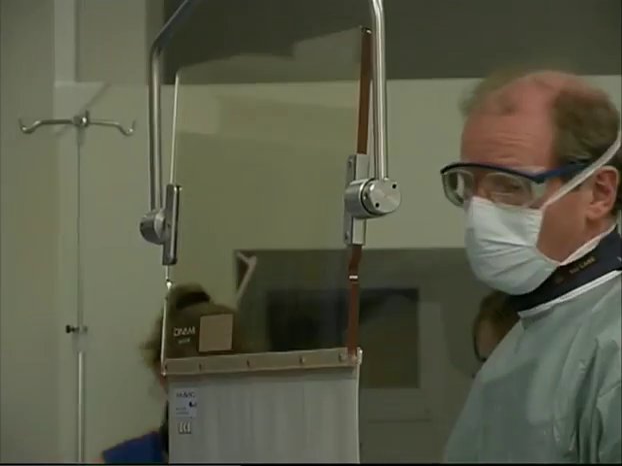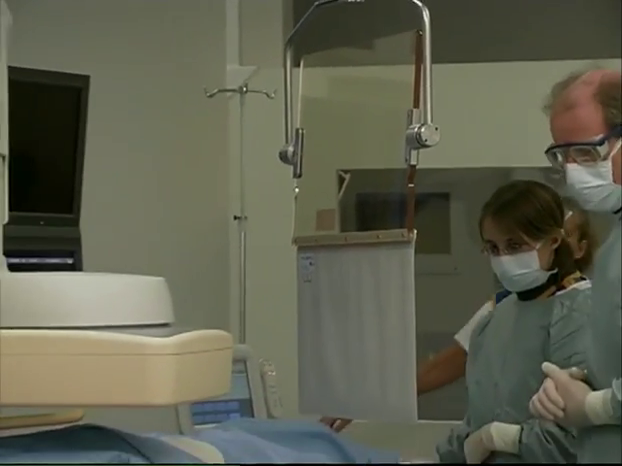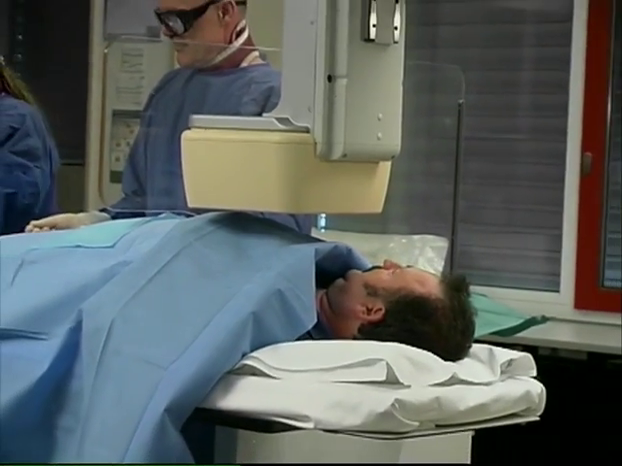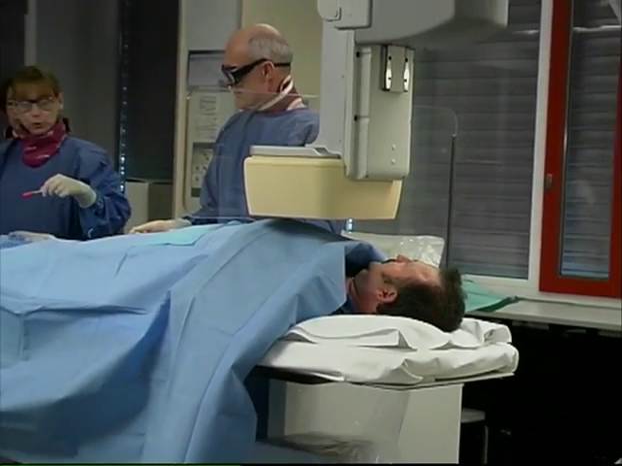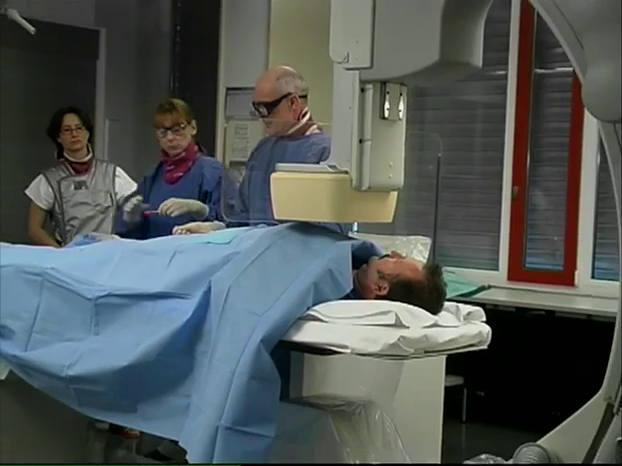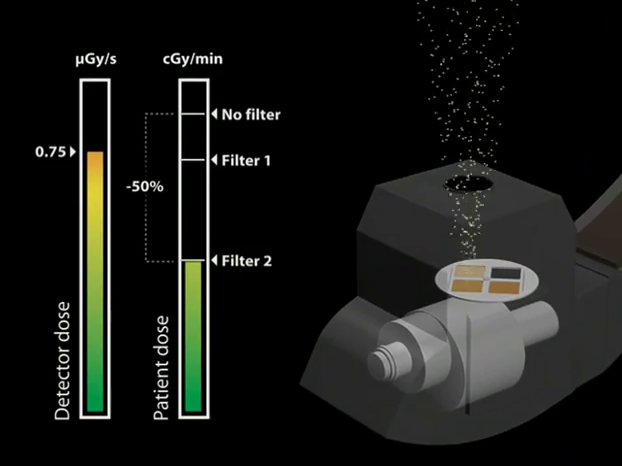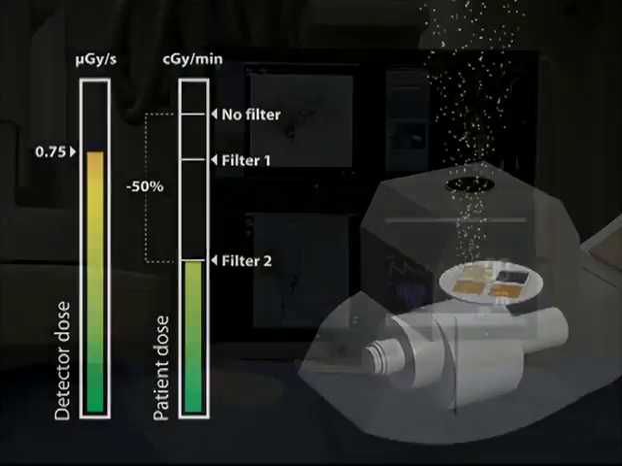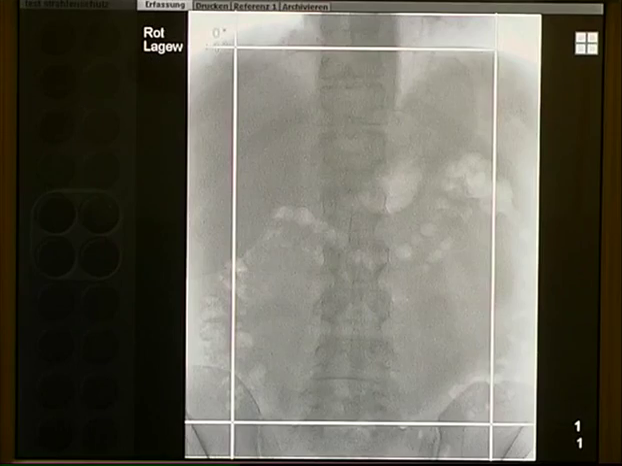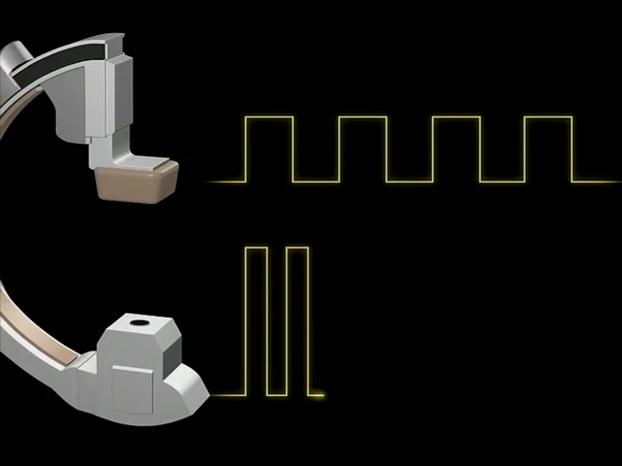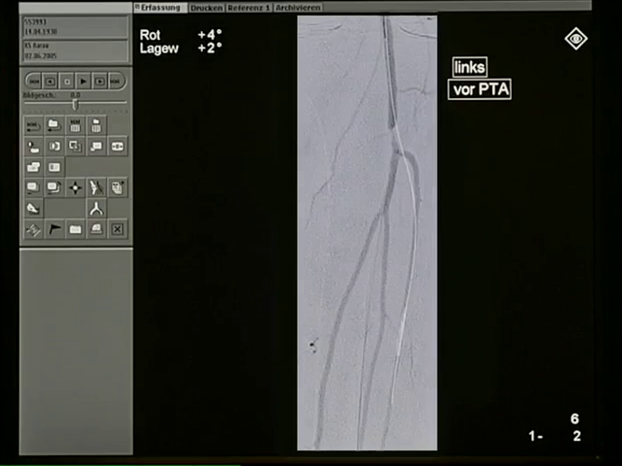Personal protective equipment is always used, and used as shown. The radioprotective equipment available in the area of application is beneficial. All the technical protective possibilities that the system offers are applied, such as additional filters, last image hold, radiation-free positioning of wedges and shutters, pulsed fluoroscopy, and road mapping.